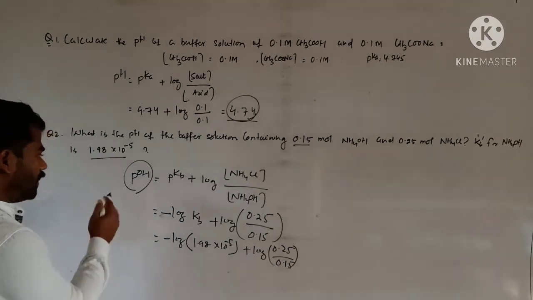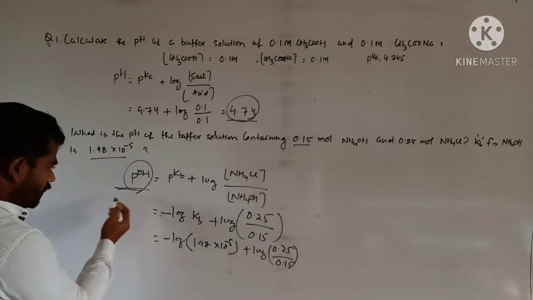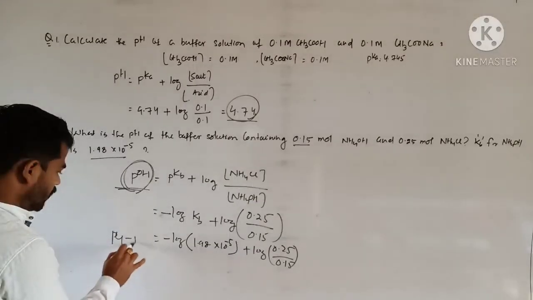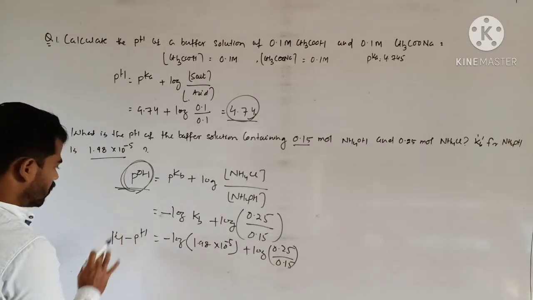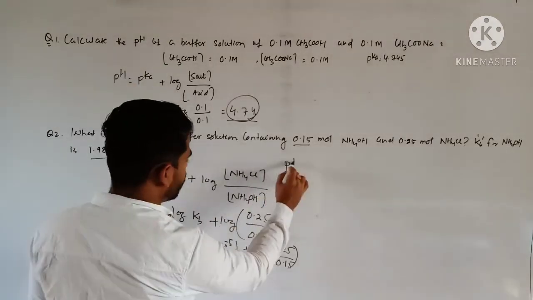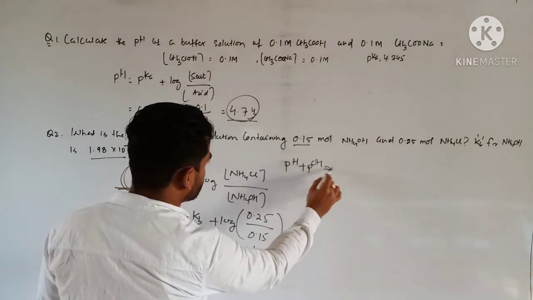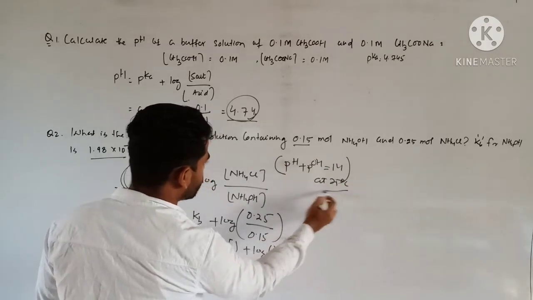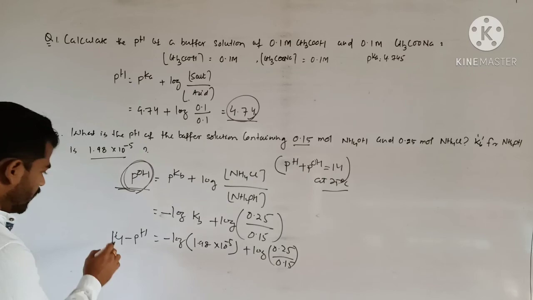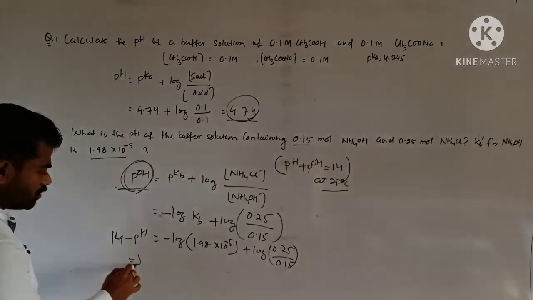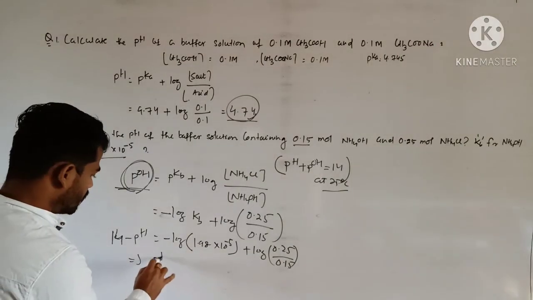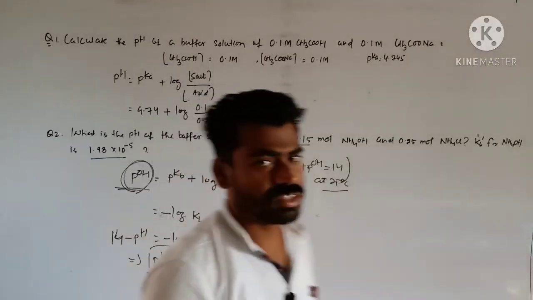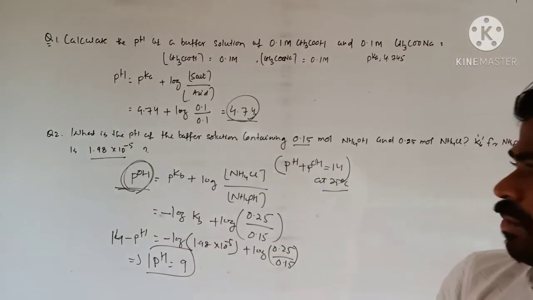So in order to calculate pH, I can replace this pOH with 14 minus pH. Am I right? Because you know pH plus pOH is 14 at 25 degree centigrade. So this can be written as 14 minus pH, and you just calculate the value of pH, which will be found to be 9. So this is pH 9, which means above 7. This is the basic buffer.